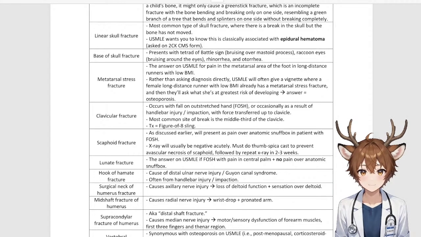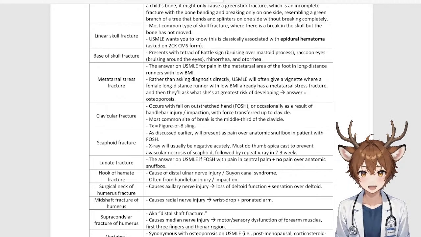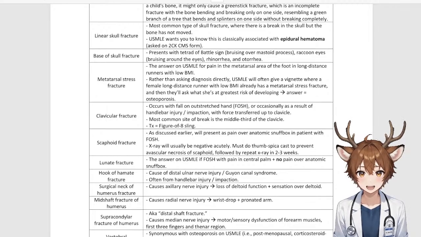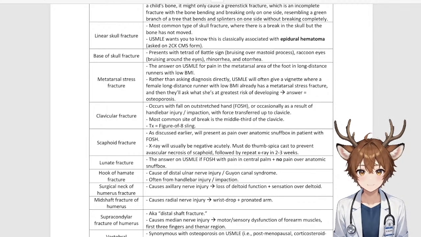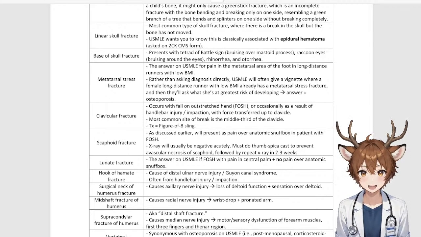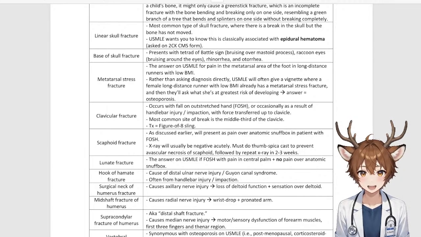Scaphoid fracture, as discussed earlier, will present as pain over the anatomic snuffbox in a patient with FOOSH. X-ray will usually be negative acutely. Must do thumb spica test. Thumb spica cast to prevent avascular necrosis of the scaphoid, followed by repeat X-ray in 2 to 3 weeks.